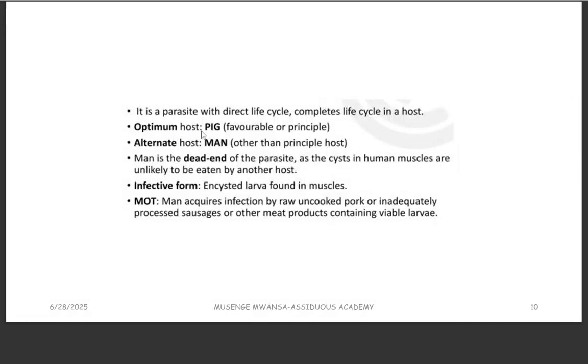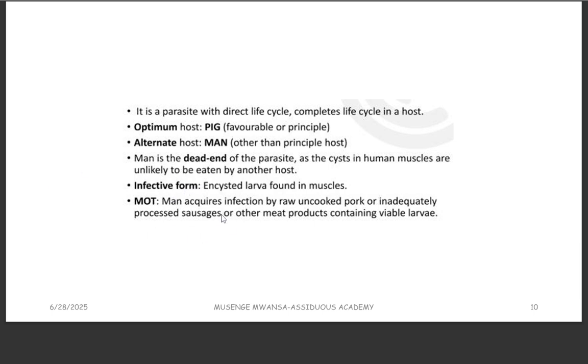So as we said, the optimum host is the pig, the principal host, and then the alternative host can be man. Okay, we also said it can be rat. Man is the dead end of the parasite, as a cyst in human muscles is unlikely to be eaten by another host. So the cyst will still be there, because if the cyst is in the man, it will not go anywhere. Okay, so that's called the dead host.